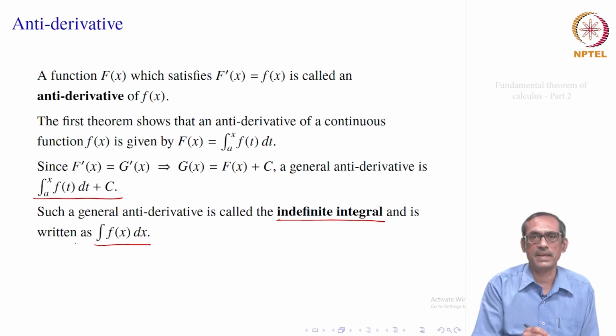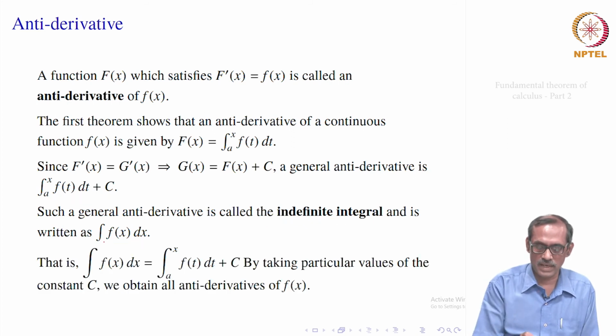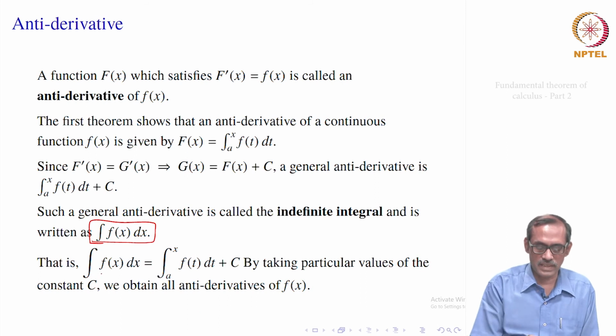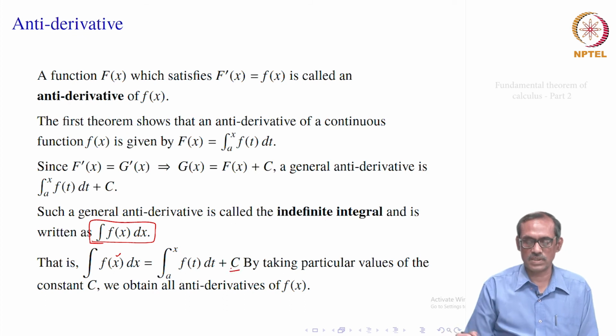In fact, you can take any other endpoint also, and the constant will accommodate that a itself. But in general we will be talking that the indefinite integral is this, where we do not write a to b or a to x. So, what we see is that the indefinite integral of f of x is a definite integral from a to x of f of t dt plus c for some constant c.